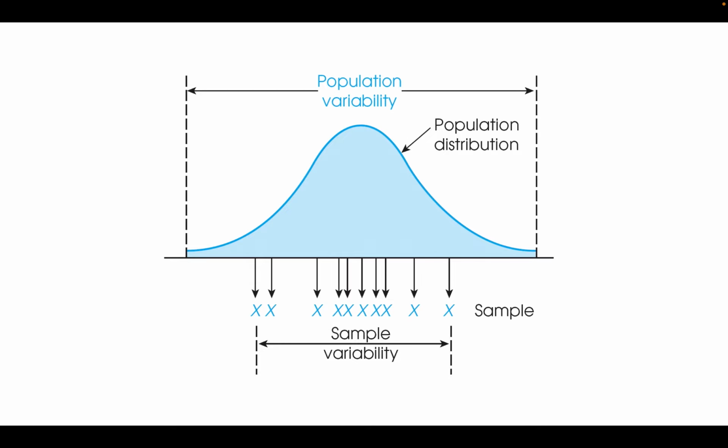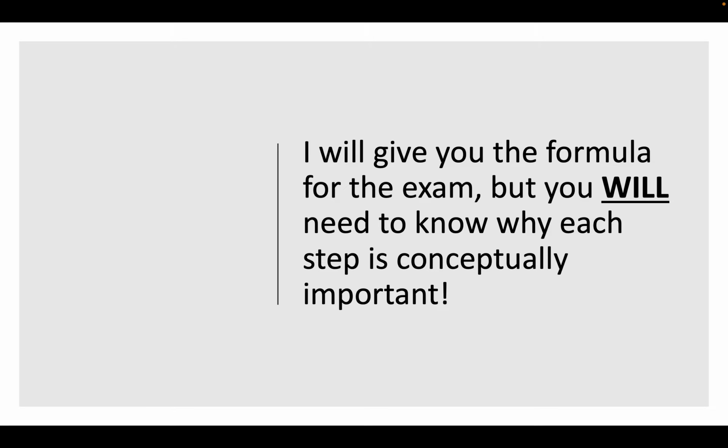So again, let's think about this with this image. You see how the sample variability is much smaller than the population by the dotted lines. N minus 1 helps us to account for all the variability between the population and the sample. So again, I will give you the formula for the exam, but you will need to know why each step is conceptually important and how to use it.